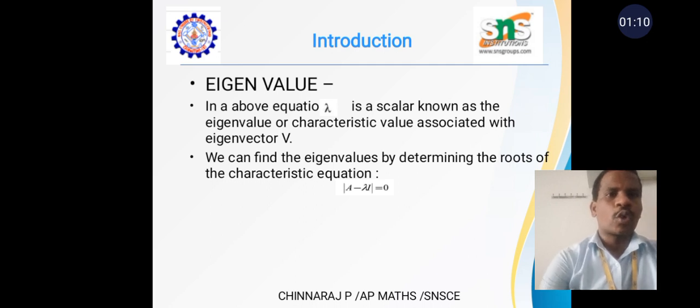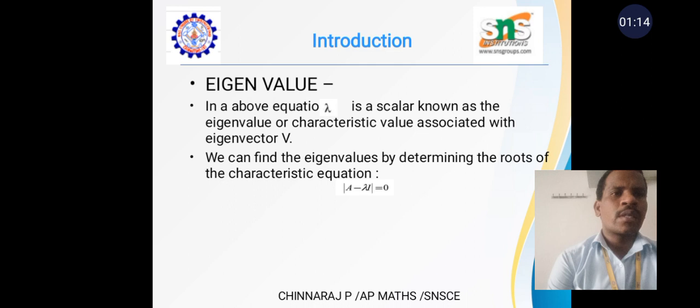So next, introduction to eigenvalue. In the above equation, lambda is a scalar known as the eigenvalue or characteristic value associated with the eigenvector V. We can find the eigenvalues by determining the roots of the characteristic equation, determinant of A minus lambda I equals 0. Using this equation, we can determine the eigenvalues.